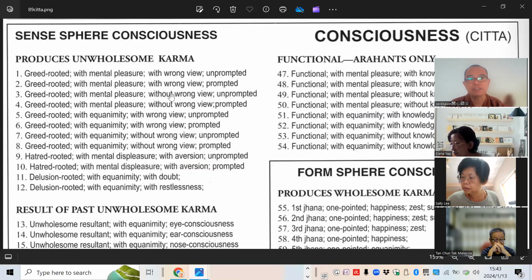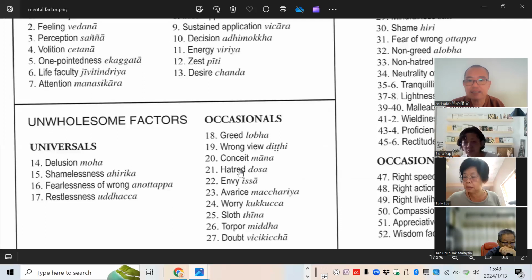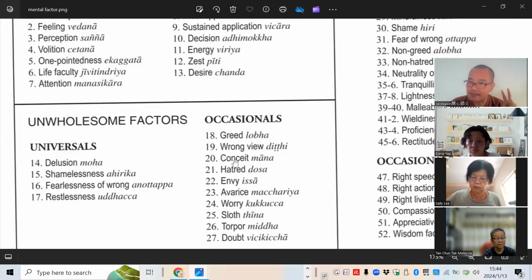The reason here is, you see, the third one is without wrong will. If without wrong will, there must be no wrong will, but we add in the conceit. So where do we get the conceit? Here is the conceit, number 3. So meaning to say, number 1 unprompted is the greed plus wrong will. The second is the greed plus conceit.